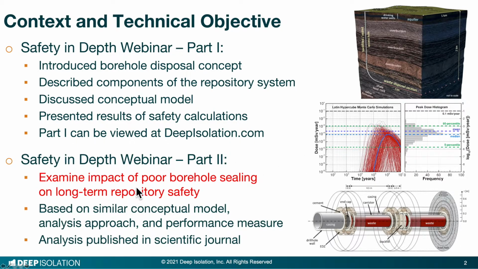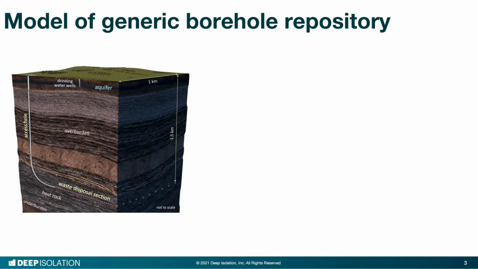Today, we will examine the role of an ineffective borehole seal on long-term repository safety. This study is based on a similar conceptual model as before and using a similar modeling approach and performance measure. The technical details of this analysis can be found in an open access peer-reviewed journal article. To provide some background, let me briefly describe the repository system.